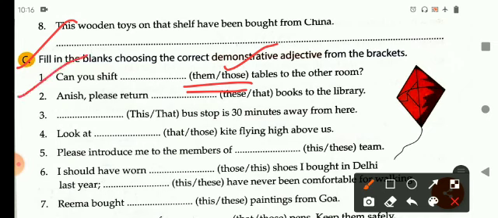Now next one is, Anish, please return dash books to the library. The right answer is these books to the library. And in the similar way, children, you have to choose the correct demonstrative adjectives and fill in the blanks.